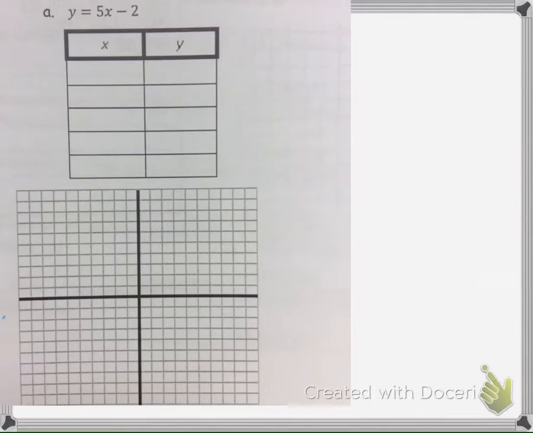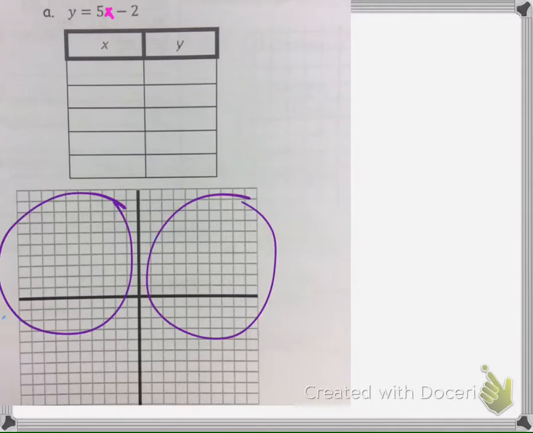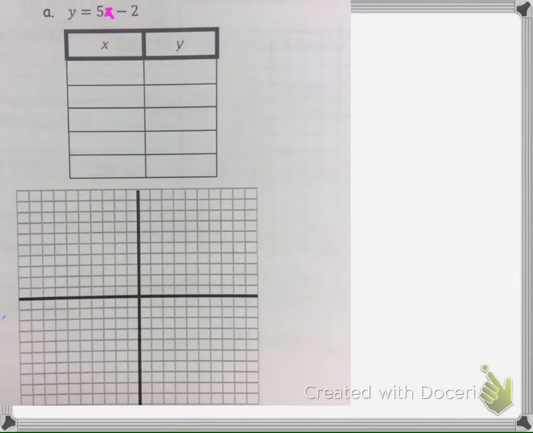Now, we could pick whatever numbers we want here because the x is next to a 5, so any number can be multiplied by 5. That's why we're allowed to pick any x values we want. I want to see where the line goes on this side of the graph and this side of the graph. That's why it's good to pick negatives and some positives. You can pick 1, 2, 3, 4, and 5, but then you're only going to see these points over here.